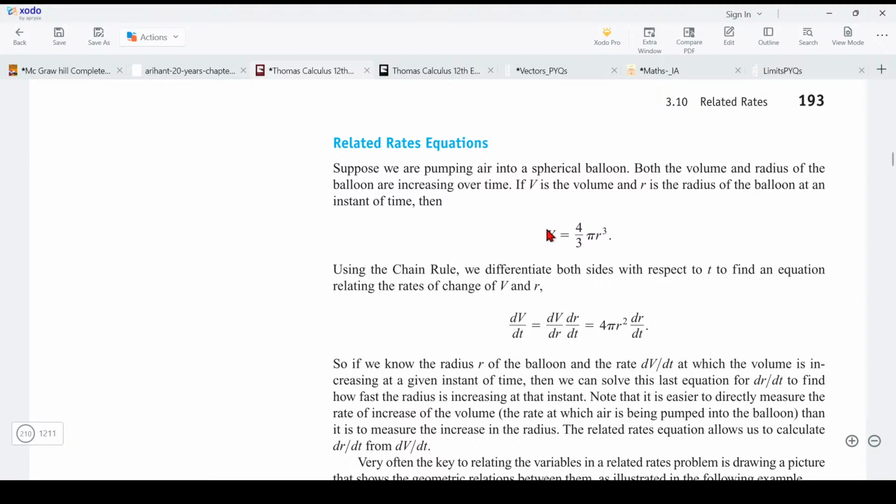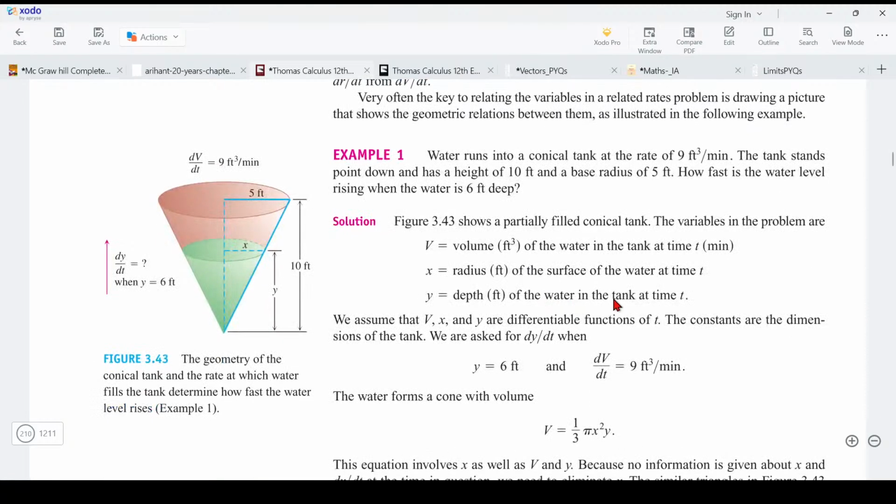So how do you depict this mathematically? It is dV/dt equals dV/dr into dr/dt. Rate of change of radius is dr/dt, and rate of change of volume is dV/dt. And these two rates of change are related in this way.